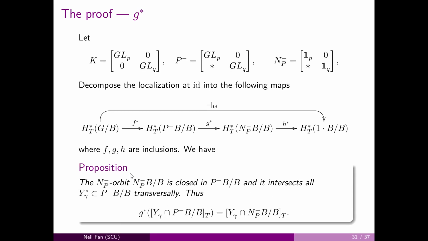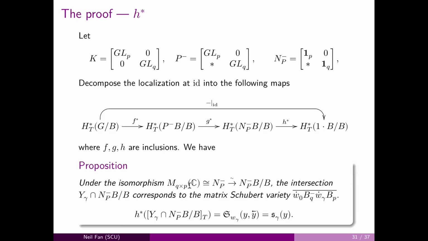For g*, as mentioned, we show that the N_{P⁻} orbit is closed in P⁻B/B, and it intersects all orbits transversely. So the restriction is intersection, and the effect of g* is Y_γ intersect N_{P⁻}B/B, since this is transversal.